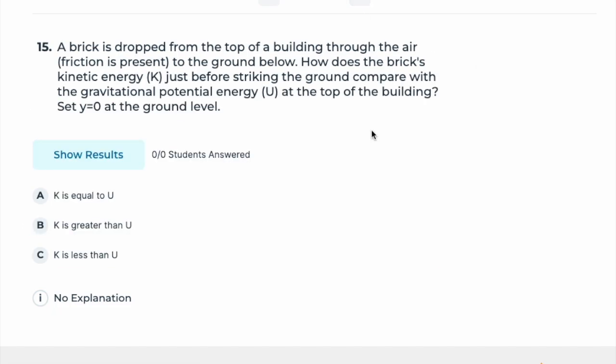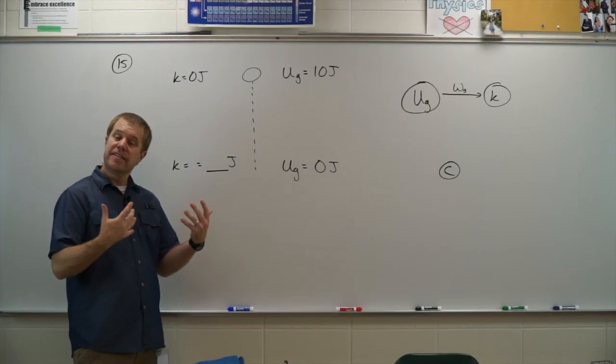A brick is dropped from the top of a building through air. Friction is present to the ground below. How does the brick's kinetic energy just before striking the ground compare with the gravitational potential energy U at the top of the building? Set y equals 0 at ground level. All right, let's take a look at 15.